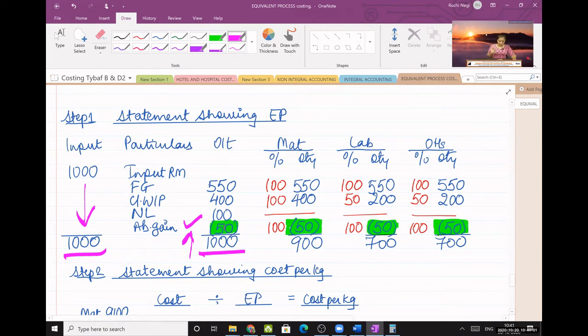Otherwise you will think, abnormal gain, ma'am should add. Obviously I am adding when I am calculating my output, 500 plus 50, 550. But mathematically, to show in this first statement, I am subtracting here. Got the logic clear? Why did I subtract abnormal gain from the statement? Just acknowledge it in the chat box. Okay? Fine. So now same way.